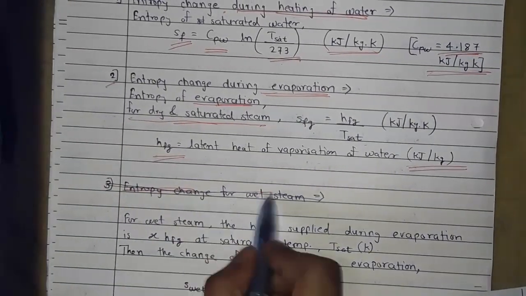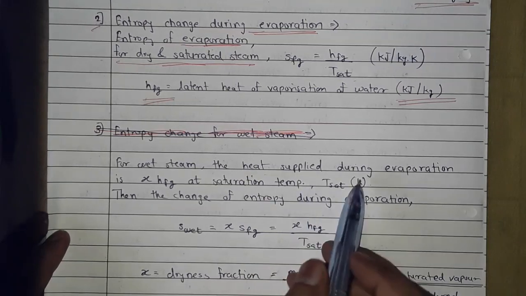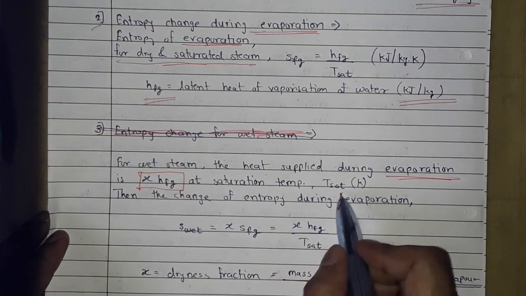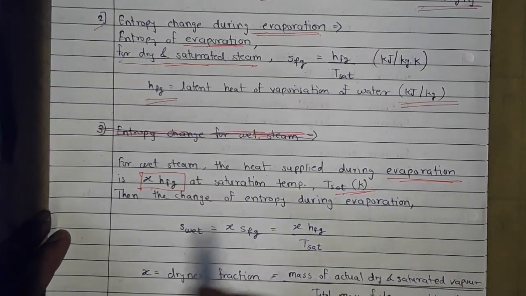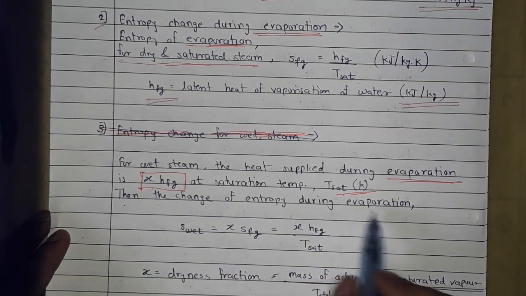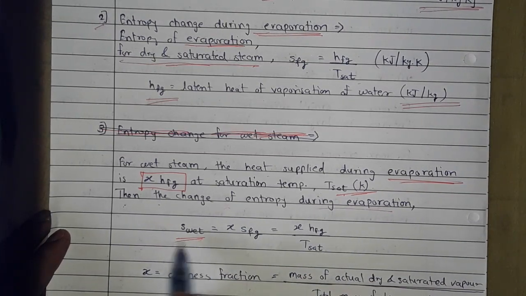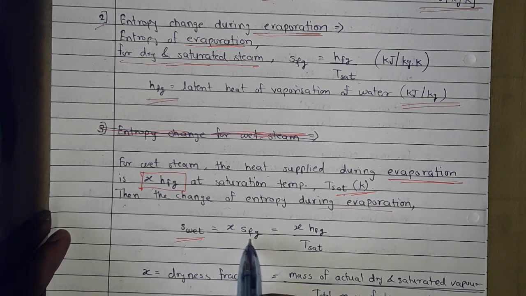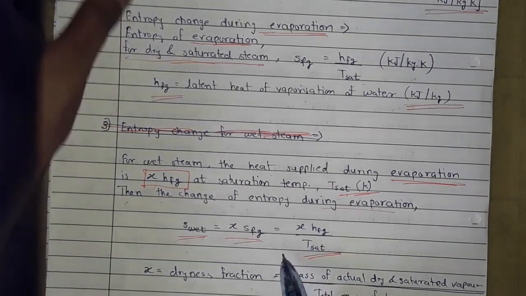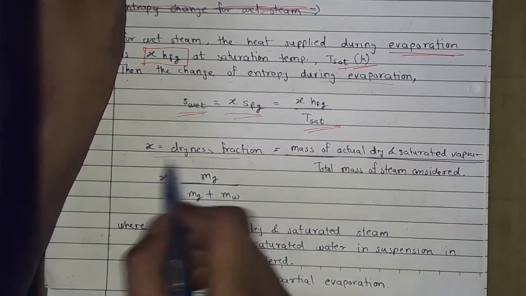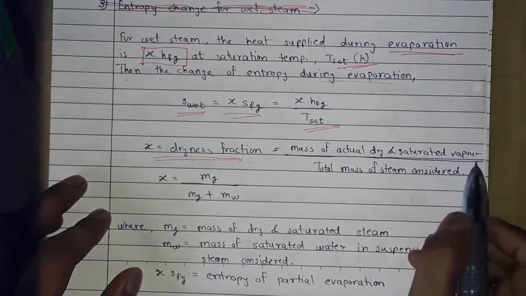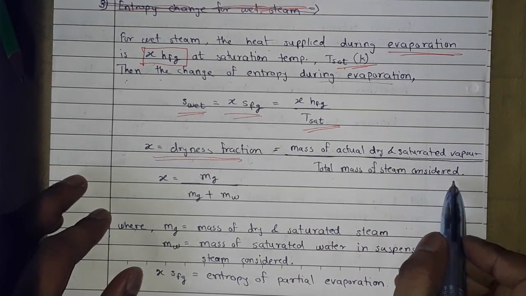Now here friends, for wet steam, heat supplied during evaporation is XHFG at saturation temperature, that is Tsat 100 degrees Celsius here. Then the change of entropy during evaporation is given as S wet, that is entropy wet, is equal to XSFG is equal to XHFG upon Tsat. Here friends, X means dryness fraction, and it is a ratio of the mass of actual dry and saturated vapor to the total mass of steam considered.